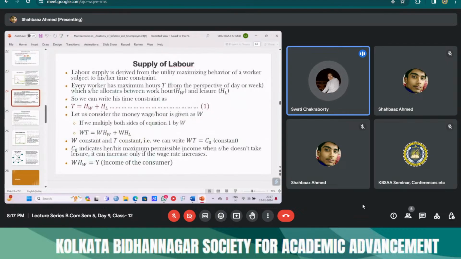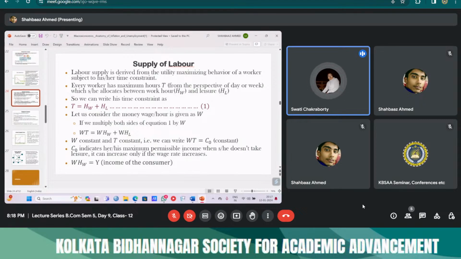Now we look into the supply of labor. When we say supply of labor, it's derived from what? It's derived from the utility maximizing behavior of a worker, subject to his or her time constraint. Given the time factor, how would a worker utilize the time? Each worker has a maximum of T hours in a day or week in total.